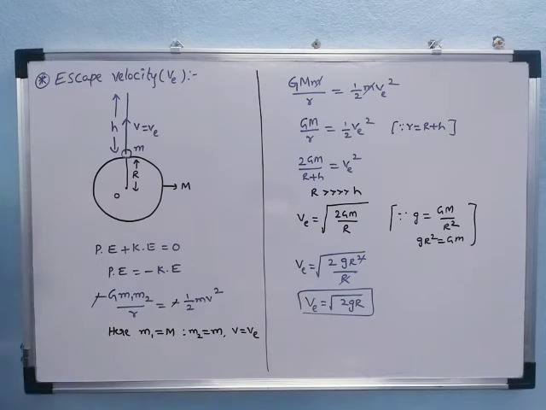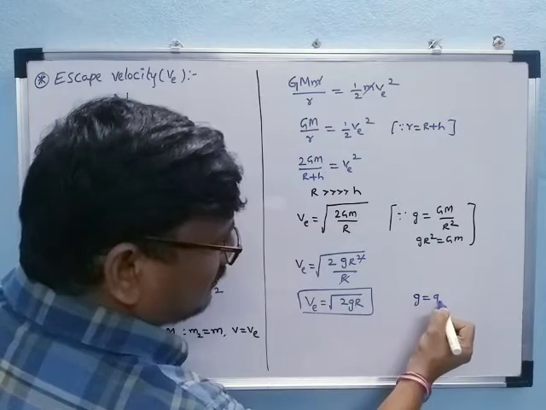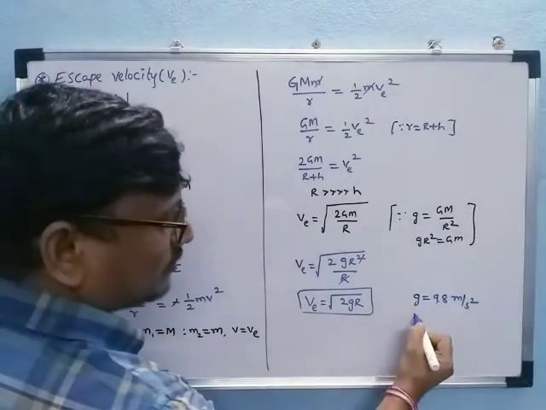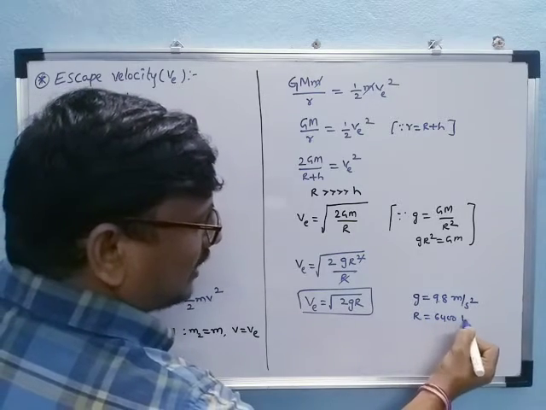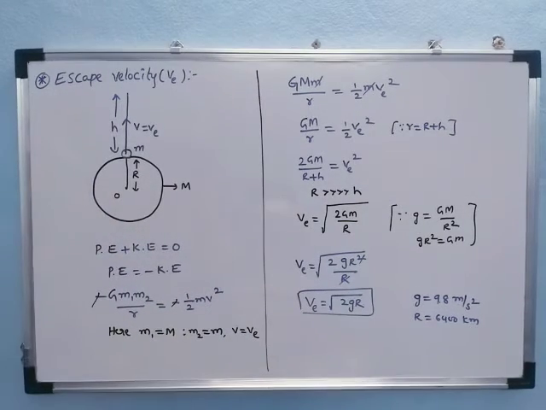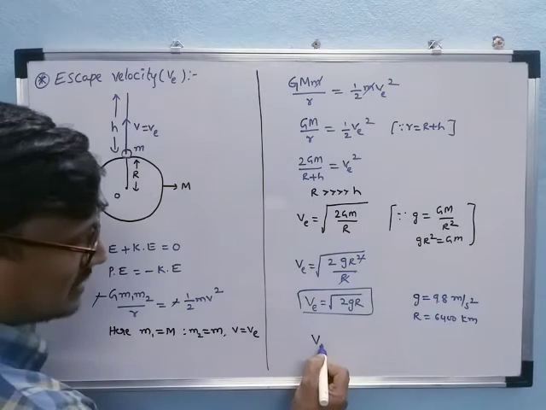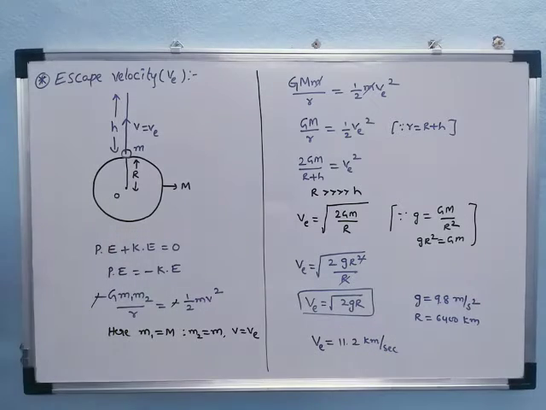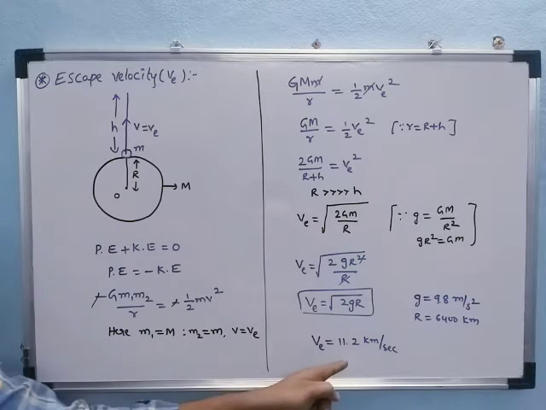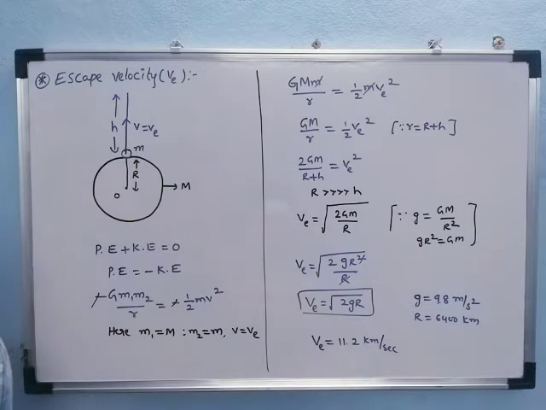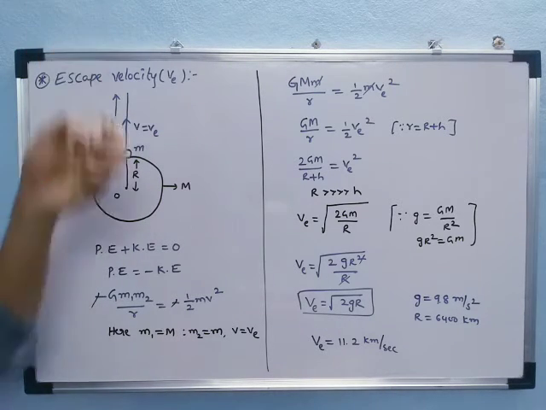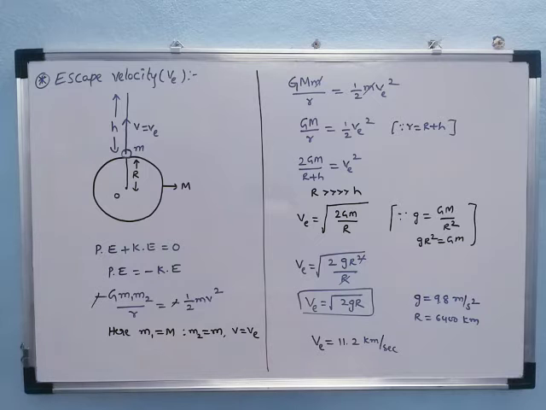Here g is the acceleration due to gravity, a constant value at the Earth's surface, 9.8 meters per second square, and R is the radius of the Earth, 6,400 kilometers. Now substituting, finally we get the escape velocity of an object as 11.2 kilometers per second. When any object moves with a speed of 11.2 kilometers per second, it escapes the gravitational influence and enters into space. This is called the escape velocity value.